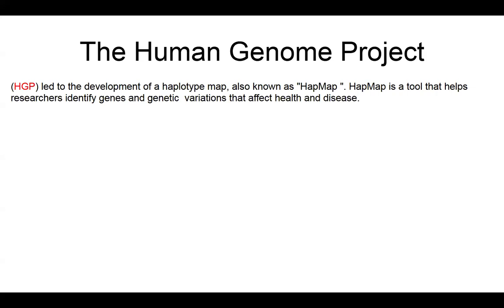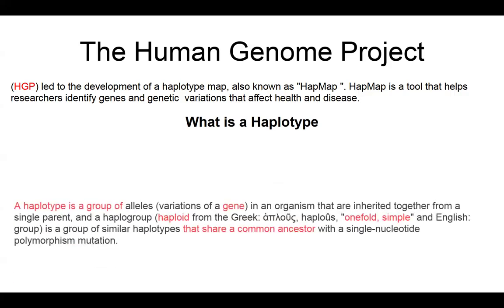The Human Genome Project led to the development of the haplotype map, also known as HapMap. HapMap is a tool that helps researchers identify genes and genetic variations that affect health and disease. What is a haplo? You probably asked.